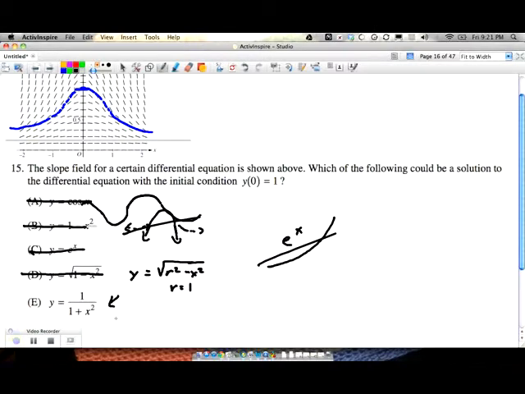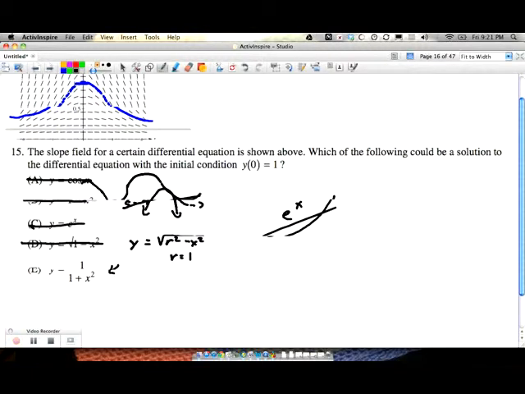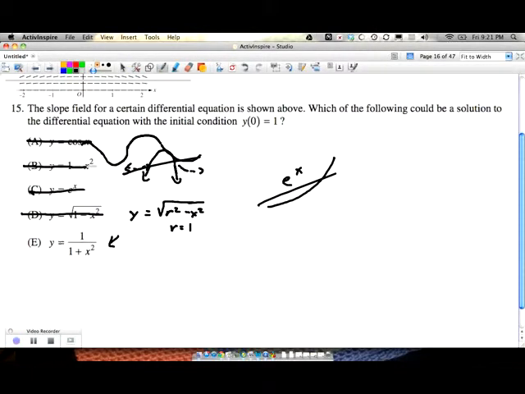Now I know it's the answer, and there are other ways that we can look at that. But it's kind of interesting to see how we came to this conclusion. It was mostly just by ruling out all the other ones. So the answer is E.